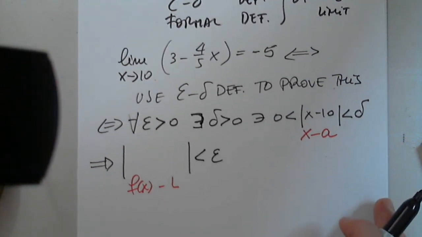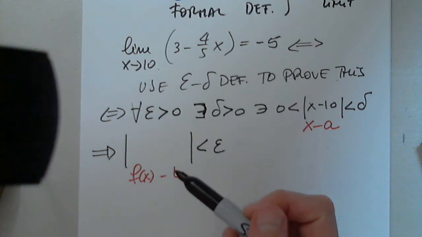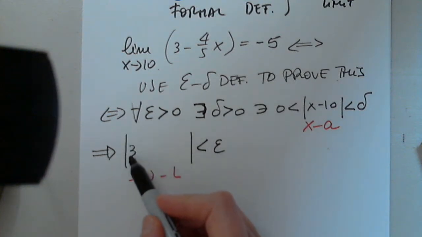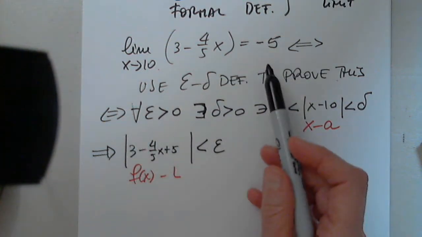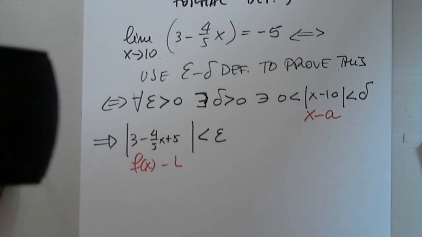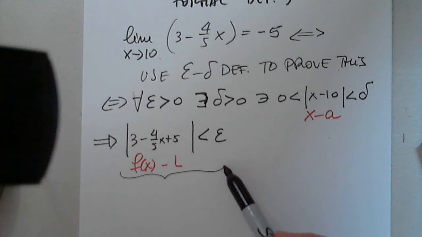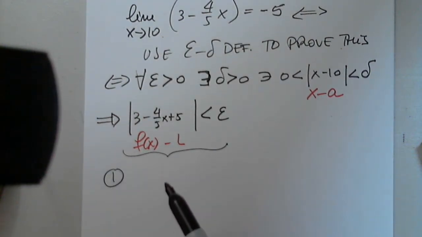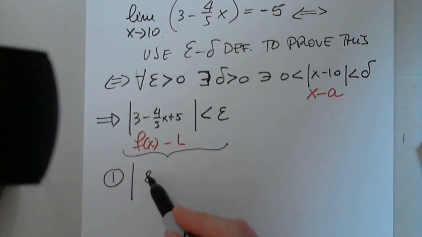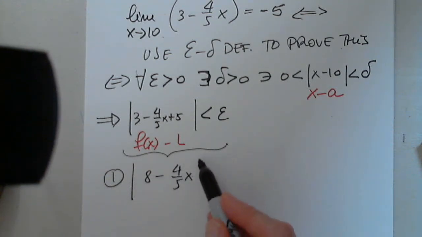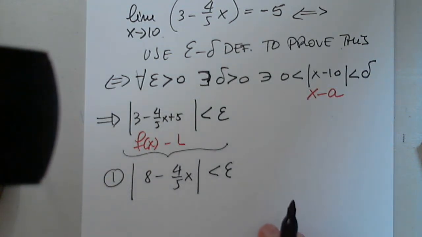Very good. My apologies. What did you say? Forgive me. 3 minus 4/5 x, plus 5. Very good. Awesome. Minus the limit, which is plus 5. Excellent. We always start here. That's our first step. So we have to combine like terms. So this is the absolute value of 8 minus 4/5 x less than epsilon.